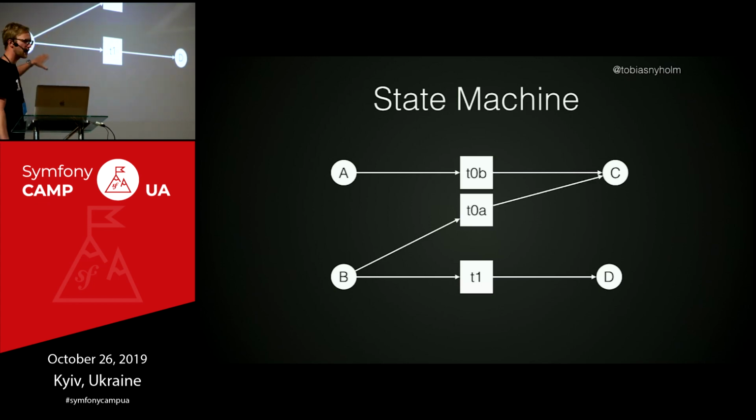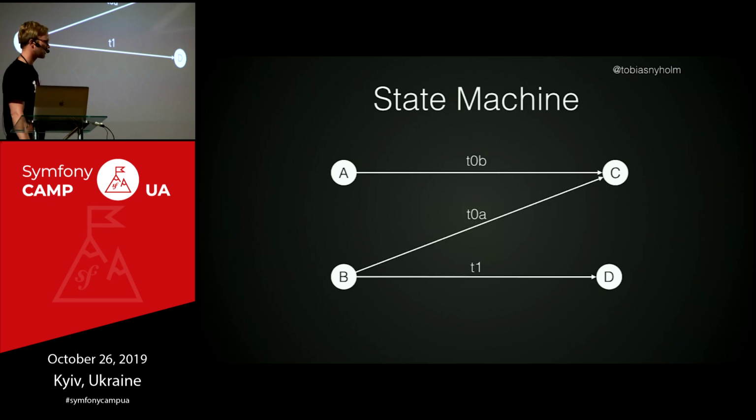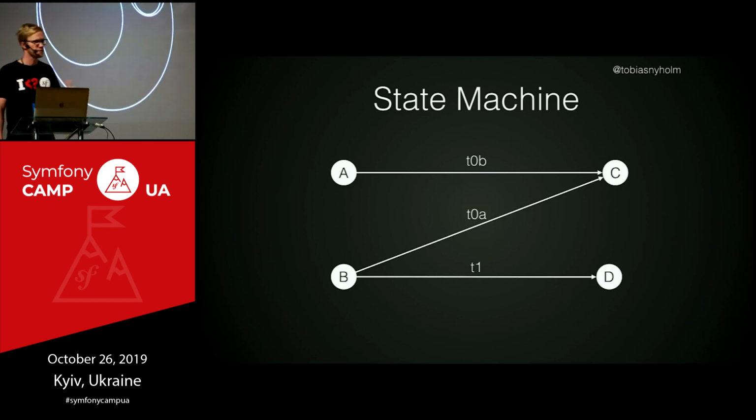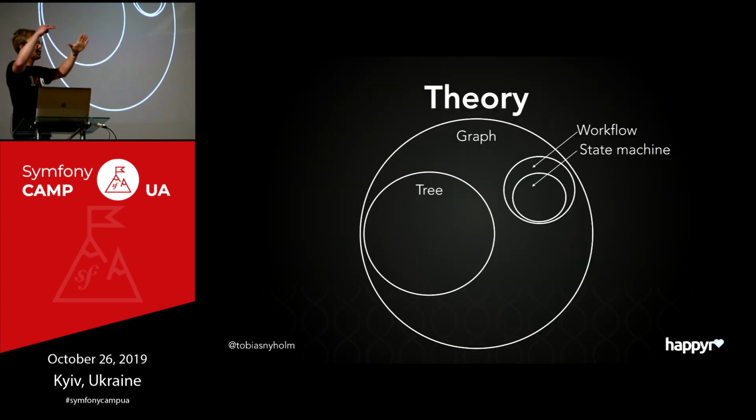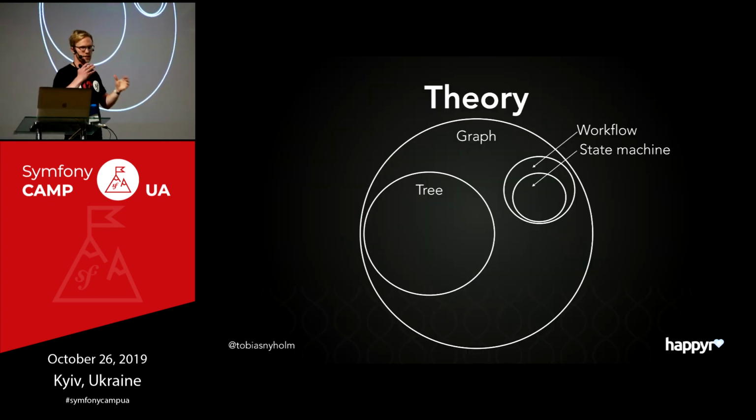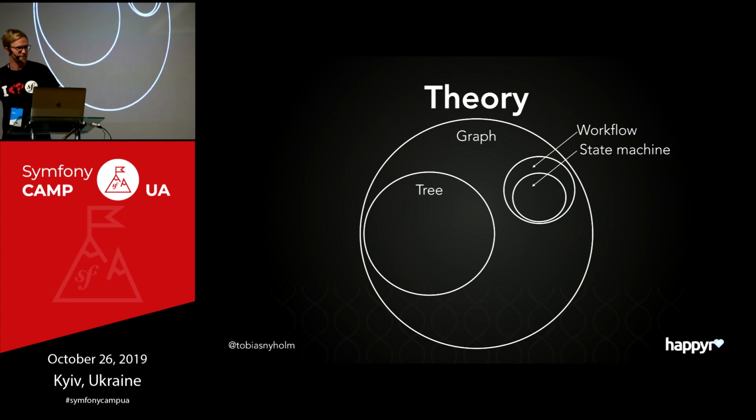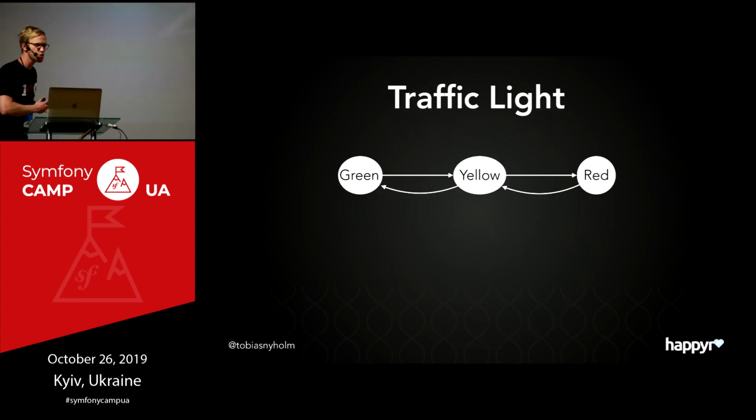Since I'm drawing this by hand, I'm going to use a slightly different annotation. So if you are in B and execute T1, you get to D. If you are in B executing T0A, you get to C. It's fair enough, very simple. You have this big graph, you reduce it to a workflow, you reduce it to a state machine. Excellent. Theory is done.